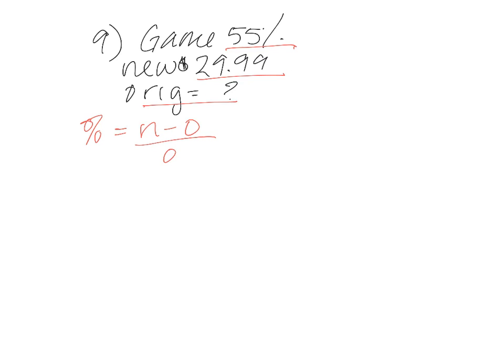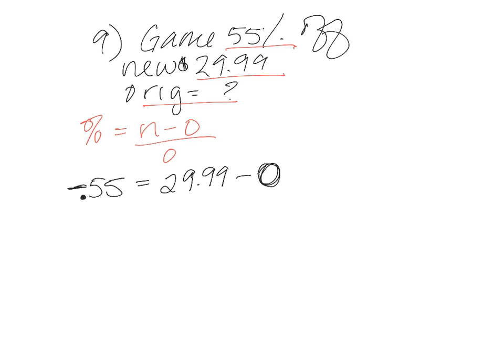So I do know my percent. My percent is 55% off. And 55% is written as a negative 0.55 because this is 55% off. That's a discount, and a discount is negative. And it's going to equal our new number of $29.99 minus my original number. I'm going to make it nice and dark. Over my original number. Okay? That's not a 0. That's the original. Okay? So now we're going to solve.